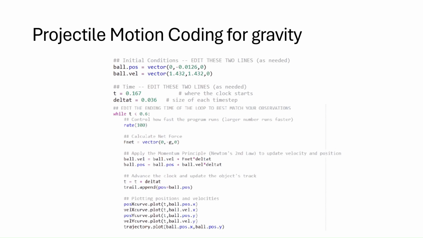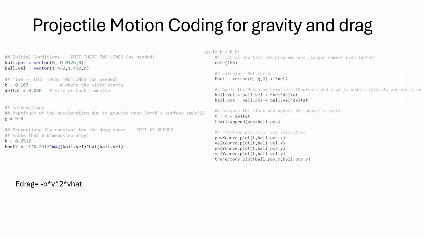Until we get to 0.6, the loop is going to run iteratively and calculate our position from the net force and from the velocity. And this is going to give us our projectile motion graph. It's about the same for the drag force. The drag force coding is nearly identical, except that I created a second net force in which I included the drag force equation, which is the drag force coefficient b times the velocity squared times v hat. And I have the negative there to account for drag being in the opposite direction of the motion of the object.